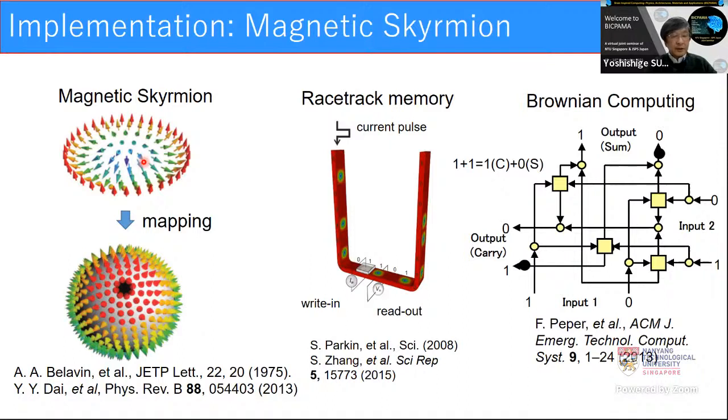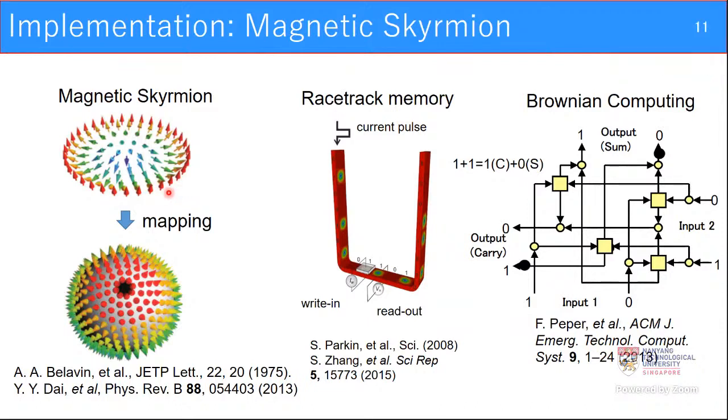For the skyrmion that appears in the ferromagnetic film, we use perpendicularly magnetized film with interfacial Dzyaloshinskii-Moriya interaction.